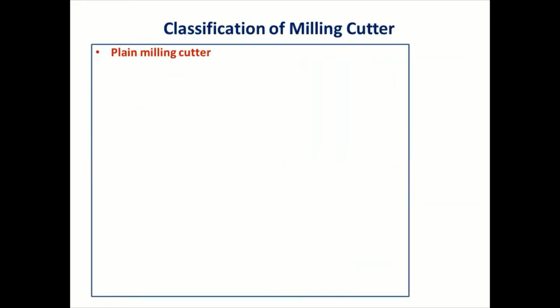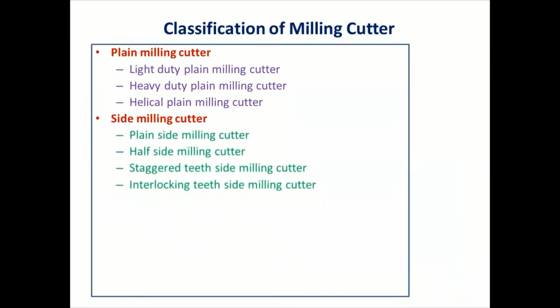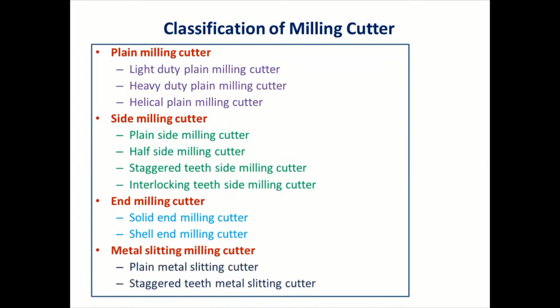As per the classification of milling cutters, first is the plain milling cutter. In that there is a light duty, heavy duty, and a helical plain milling cutter. Side milling cutter: it is plain side, half side, staggered teeth side, interlocking. All these we will go into in more detail in the upcoming slides. Then end milling cutter, that is solid end milling, then shell end milling. Metal slitting milling cutter: in that there is a plain metal slit and staggered teeth metal slitting cutter.